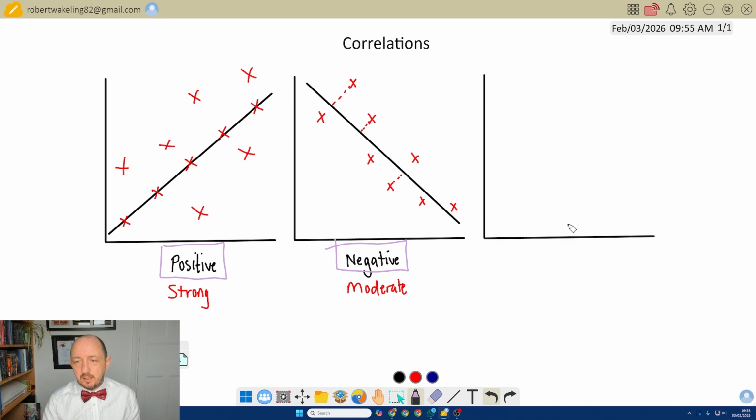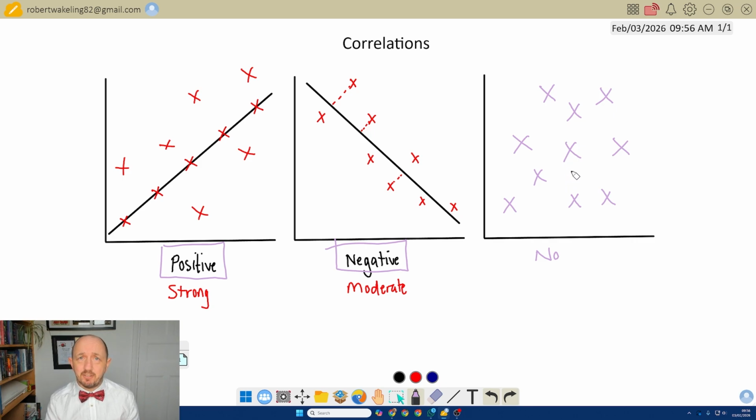This last one here, we're going to leave for no correlation. This is where the data is basically just completely spread out like this, and you couldn't really draw a line of best fit here. It wouldn't make any sense, because is it going across like this or is it going up? We can't really tell. So there's no correlation here.